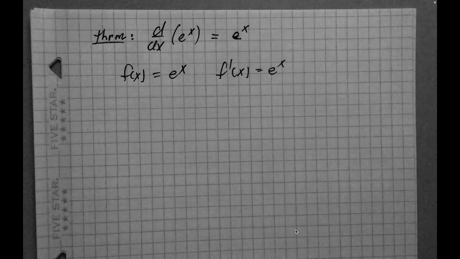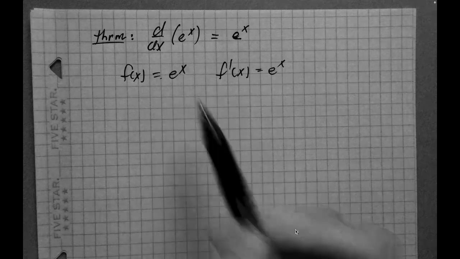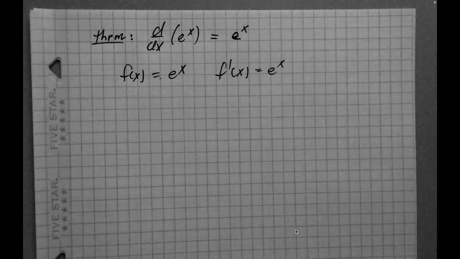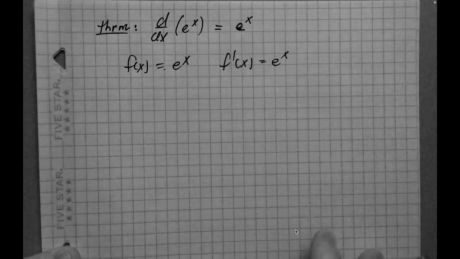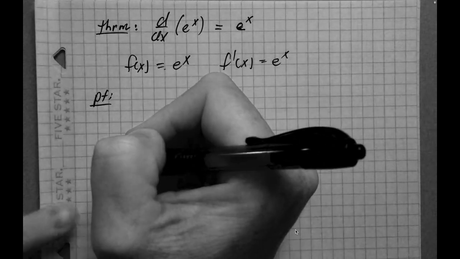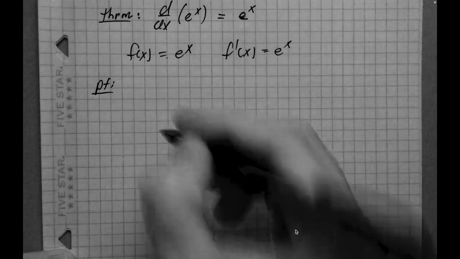So the slope of e to the x is always going to be the y component of any ordered pair that lies on the graph of the function e to the x. So that's kind of remarkable. And let's jump into the proof and see if we can figure out why this might be the case. Okay, so let's go ahead and try to prove this. So again, we'll start with the definition.